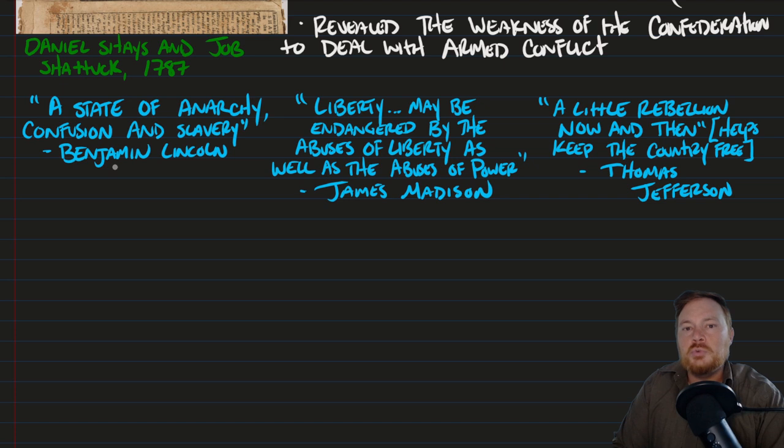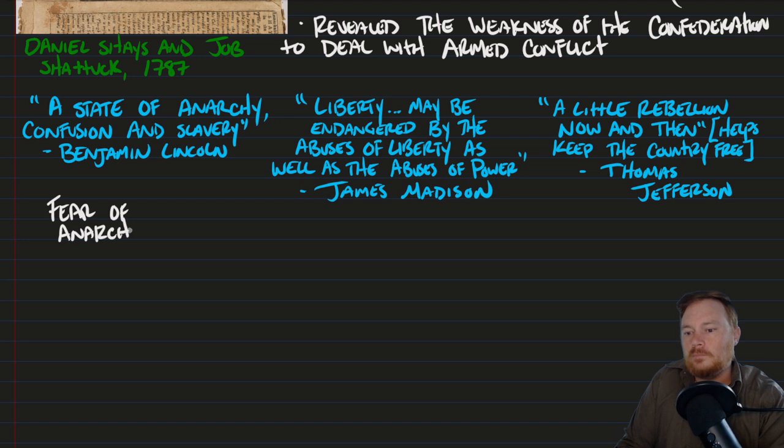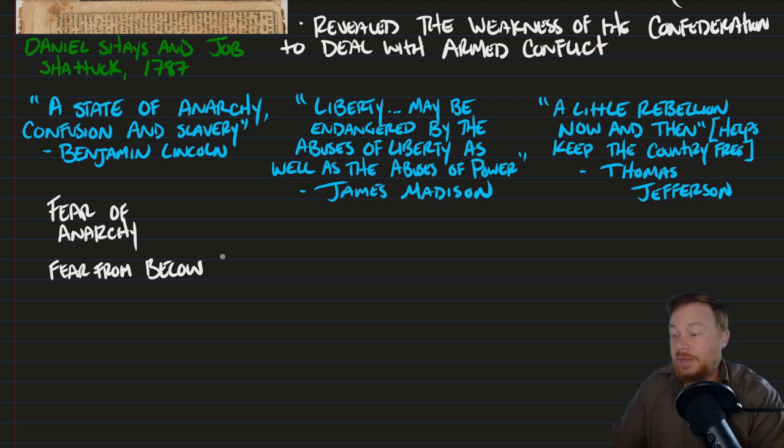On the one side, there were those who were the most alarmed by Shays' Rebellion. Benjamin Lincoln says, quote, Shays' Rebellion was a state of anarchy, confusion, and slavery. And this sentiment is essentially a fear of anarchy. We might say fear from below. And the sentiment, which lined up very well with Shays' Rebellion, was, if we don't have a strong enough government, then the people could rise up and cause a lot of harm and cause a lot of damage. And so, in order to avoid a state of anarchy, confusion and slavery, we need a stronger national government to control the masses.